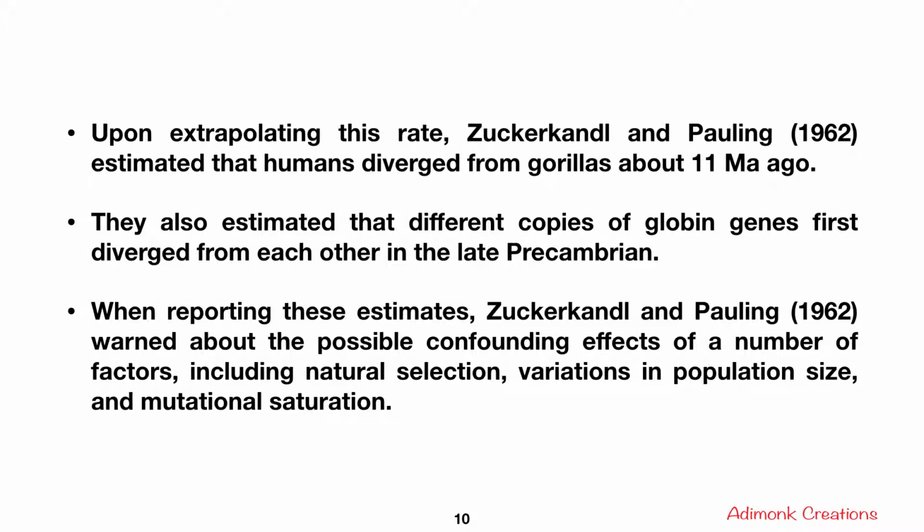Upon extrapolating this rate, Zuckerkandl and Pauling in 1962 estimated that humans diverged from gorillas about 11 million years ago. They also estimated that different copies of globin genes first diverged from each other in the late Precambrian period. When reporting these estimates, Zuckerkandl and Pauling warned about the possible confounding effects of a number of factors, including natural selection, variation in population size and mutational saturation.